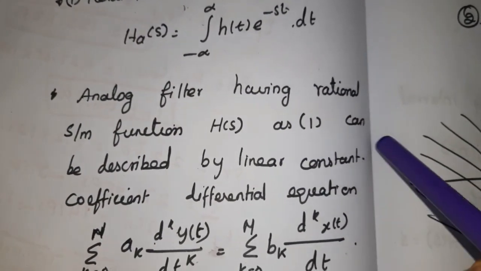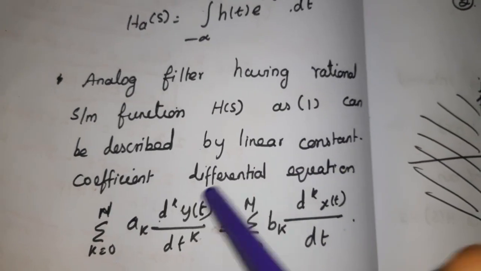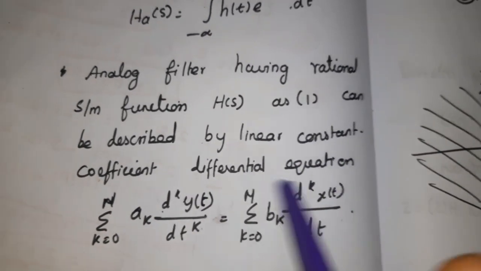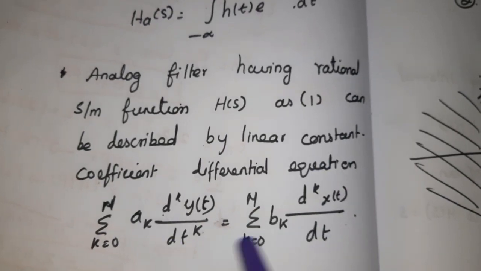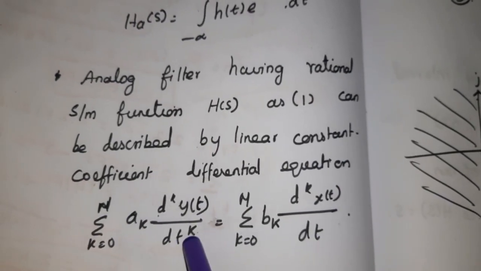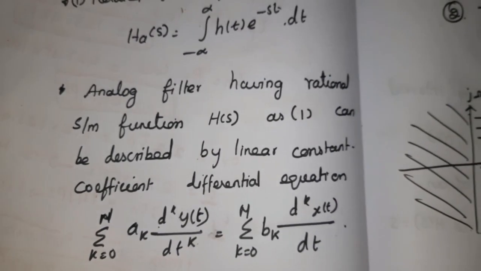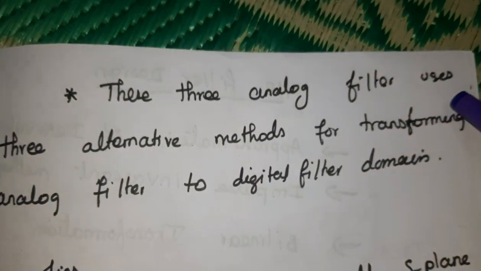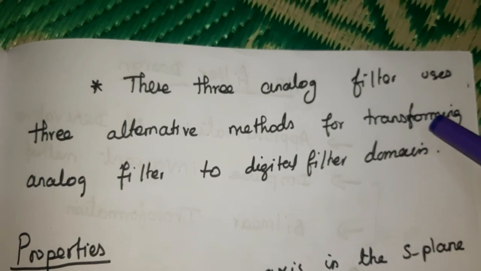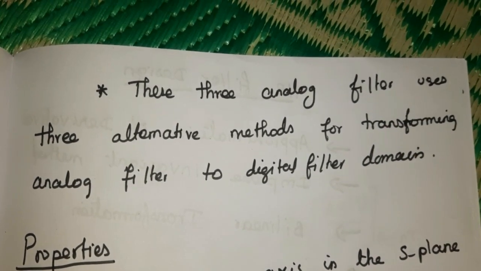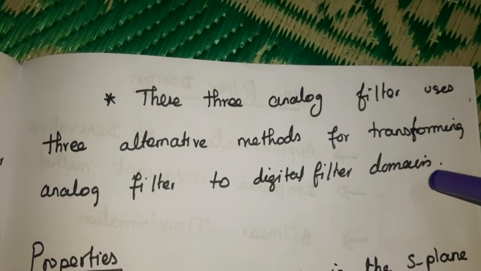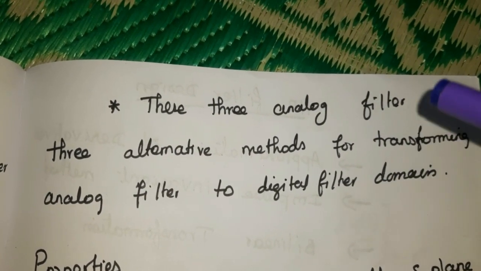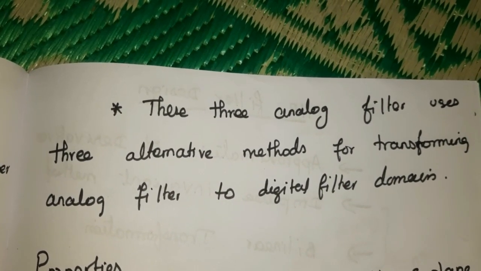Equation 1 can be described by a linear constant coefficient differential equation. Using this way we represent the analog filter, and these are the three different representations of an analog filter. These three representations give three alternate methods for transforming the analog filter to the digital filter domain. So now we are going to see the method of how to convert this analog filter to a digital filter.